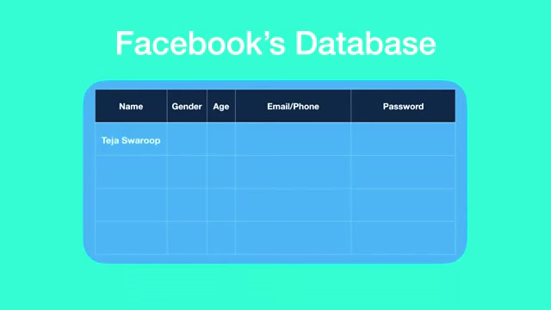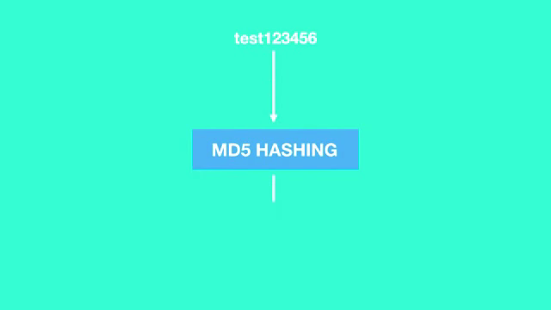In Facebook's database, your name, your gender, your age, and your email or phone is saved as it is. But what about the password? As I told you, a password will never be saved as plain text in a website's database. So this password is given as input to a hashing algorithm, and the output given by this hashing algorithm is the encrypted form of the password, which appears to be random but is not.